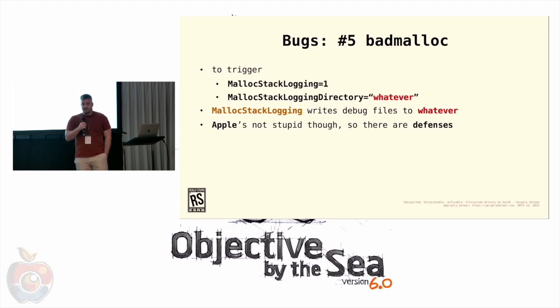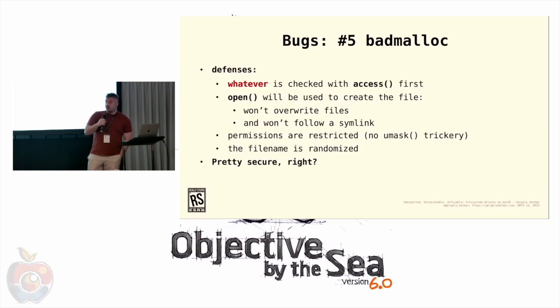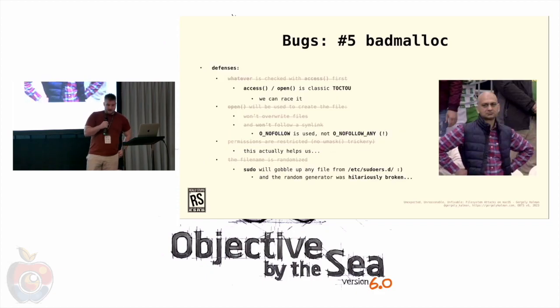However, Apple obviously thought of this, so there's a bunch of defenses. The destination is checked with access first. Open will be used to create the file. No overwriting and no symlinks. Permissions are restricted, so no umask trickery, and the file name is randomized. I mean, this worked for 20 years, right? Like, surely no idiot can come and break it. Okay. Access-open is a classic TOCTOU. We can race it. We did before.